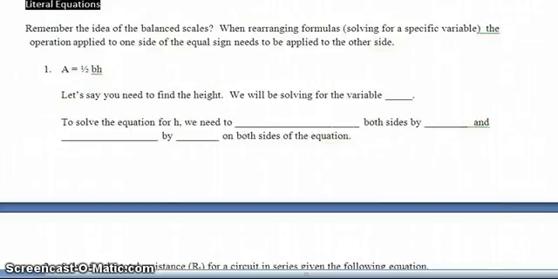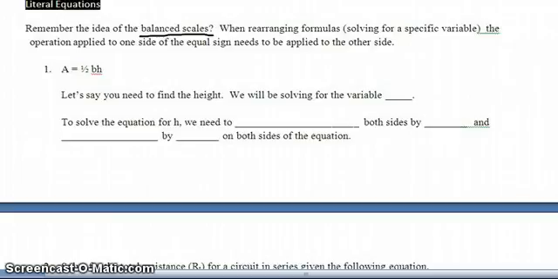Hi, and welcome to the last segment in our Algebra 1 review, note-taking guide 2. In this segment, we're going to solve for a specific variable when given an equation or a formula. If we remember the idea of balanced scales, meaning what we do to one side of the equation, we do to the other side of the equation, nothing really has changed for us.